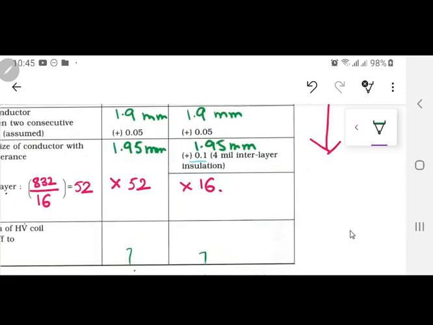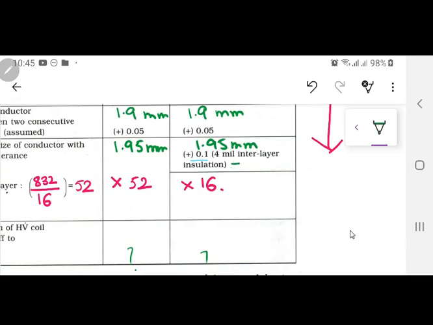ये मैंने ऐड नहीं किया, सॉरी, इधर 1.95 प्लस 0.1 जी, ये कितना होगा प्लीज? This will be 2.05 mm. So when you are going to multiply 2.05 by 16, gee, what is the answer? 2.05 multiplied by 16. ये radial width है, 32.8 mm. And what about this one, जी? 1.95 into 52, 1.24.